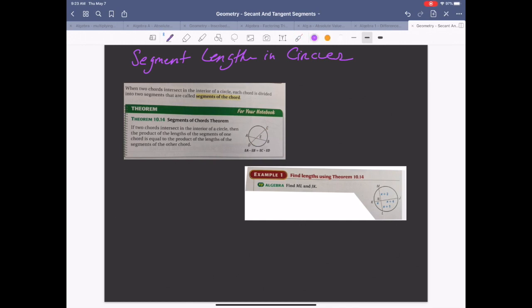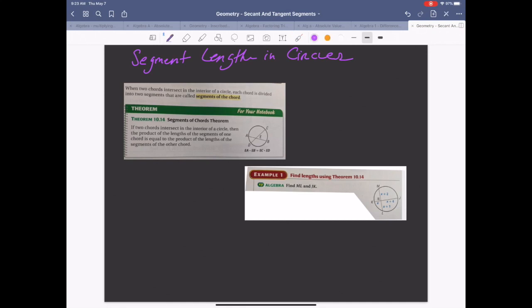They say find ML and JK. So what they want to know is what's the whole length of ML and what's the whole length of JK? Well, what we know is that if I take the segments of ML, MN and NL, and I multiply those together and I get the product, it will be equal to the product of KN times NJ. If I take those segments and I multiply them together, the product should be the same.